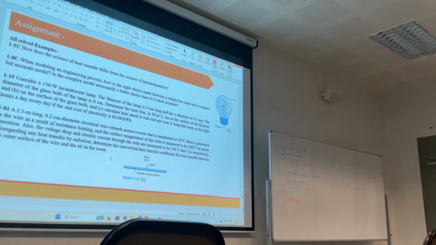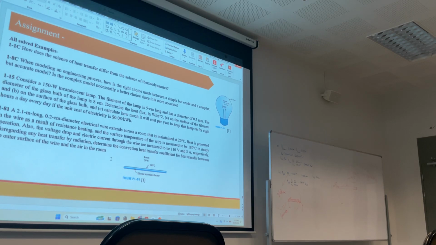Okay. Question 4. A 2.1 meter long, 0.2 centimeter diameter electrical wire extends across a room that is maintained at 20 degrees Celsius. The temperature of the room is 20 degrees Celsius. We have a wire, okay? Heat is generated in the wire as a result of resistance heating, and the surface temperature of the wire is measured to be 180 degrees Celsius. So the wire is at 180 degrees Celsius, the room temperature is 20 degrees Celsius.